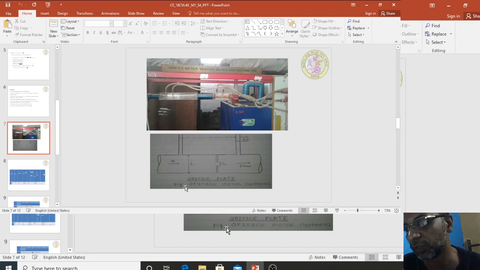If you can see here, at this point the diameter is D1. At this point, this is called the throat point. The magnified one in the case of the orifice, you can see here, this is the throat point. Similarly here also there is one throat point. At this throat point it is D2.